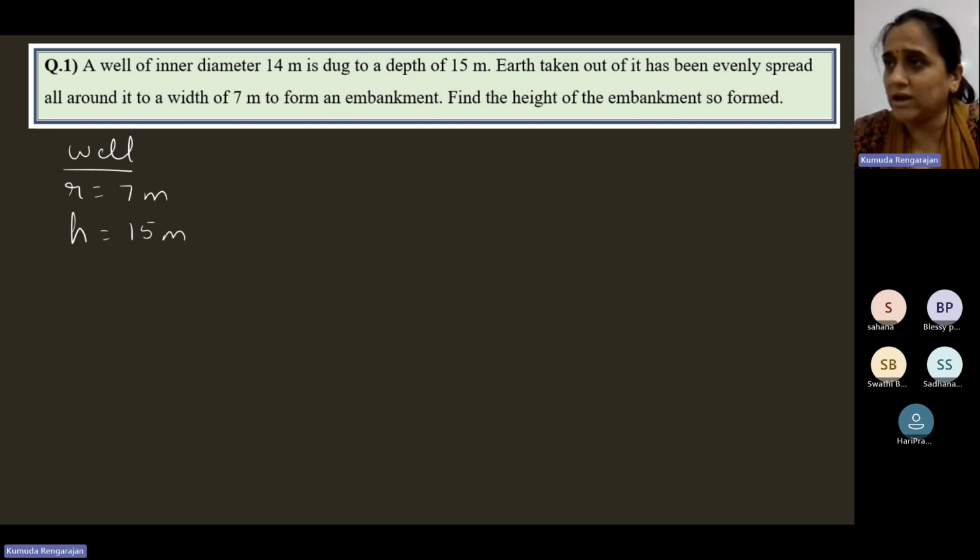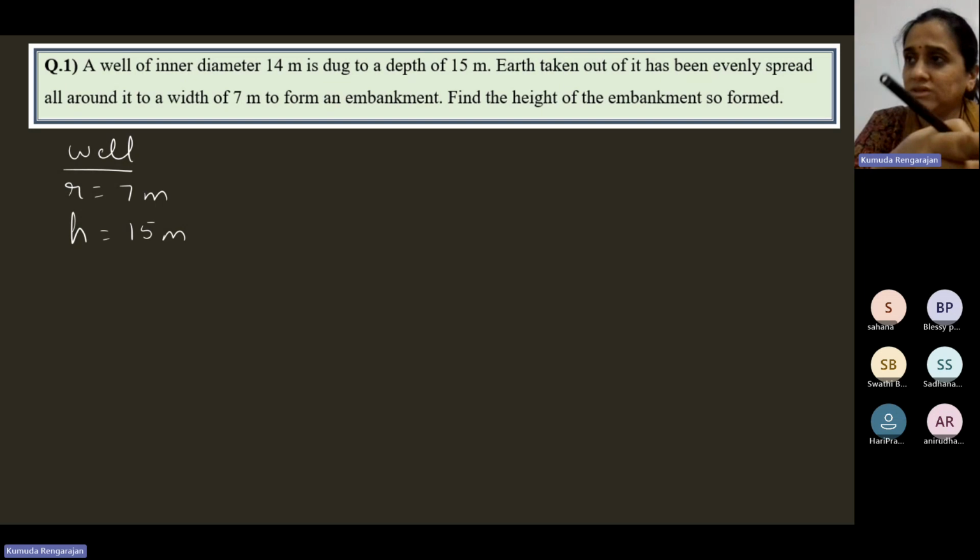It is a cylindrical well. It's a right circular cylindrical well, because you can see the mouth is circular. That's why we have the diameter or the radius. Now, when you build a wall around the mouth of a well, the mouth which is circular, then the embankment will be a hollow cylinder or a cylindrical shell.